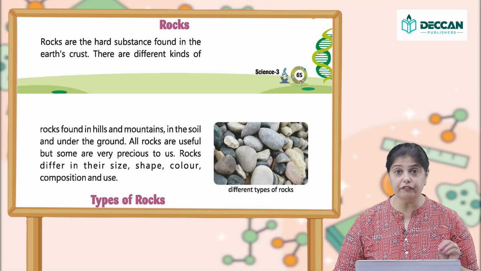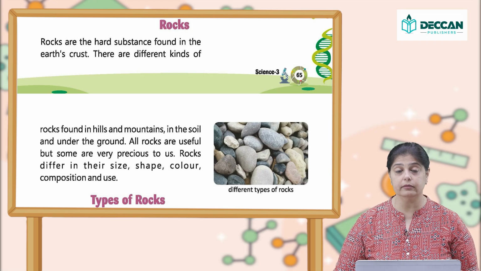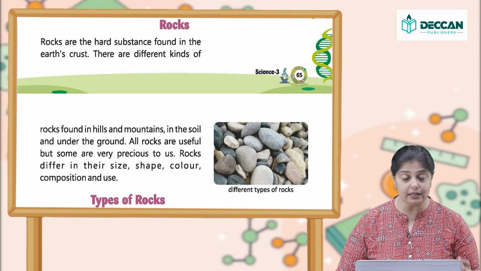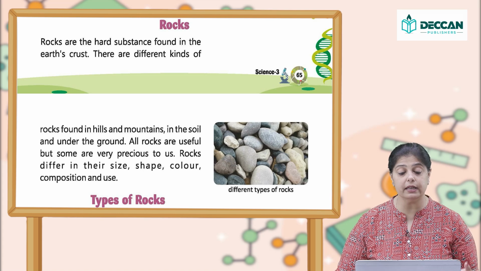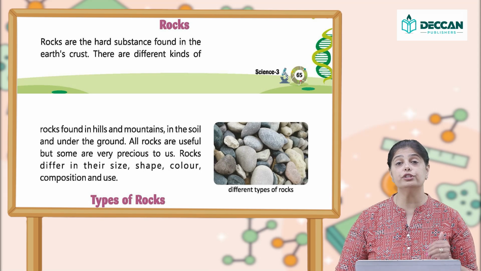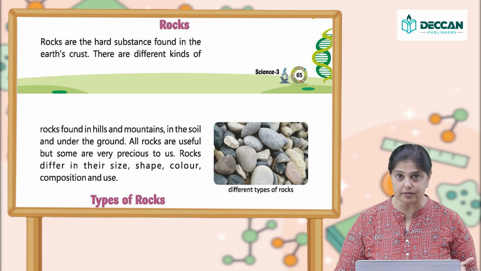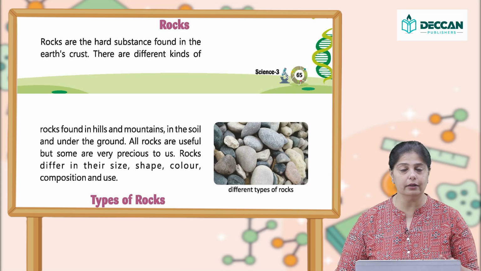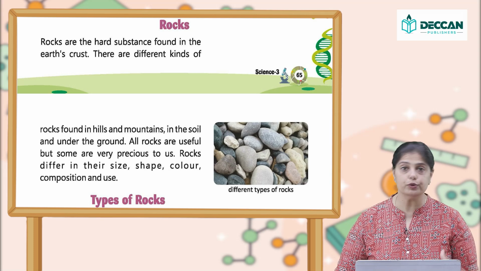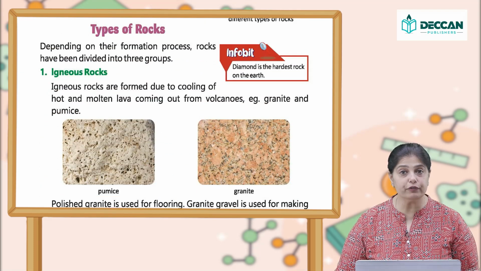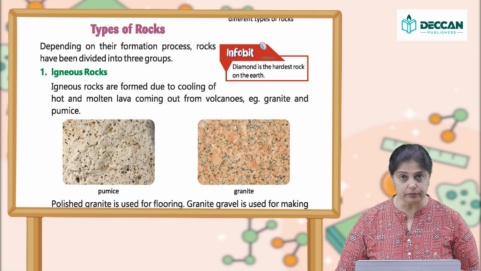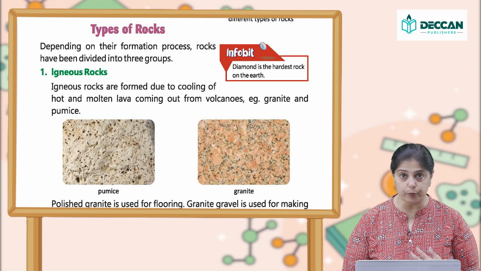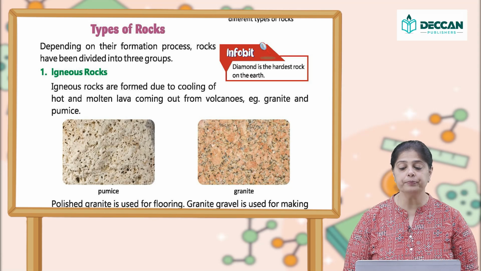So all these rocks are very useful, and some of them are very precious too. Rocks differ in their sizes, shapes, colors, as well as composition and their use. So we use different types of rocks for different purposes. They can be of different size, shape, color, anything, but they are very useful for us. So what are the different types of rocks? Depending on their formation, the process of formation, rocks have been divided into three groups. We divide them into three different types.